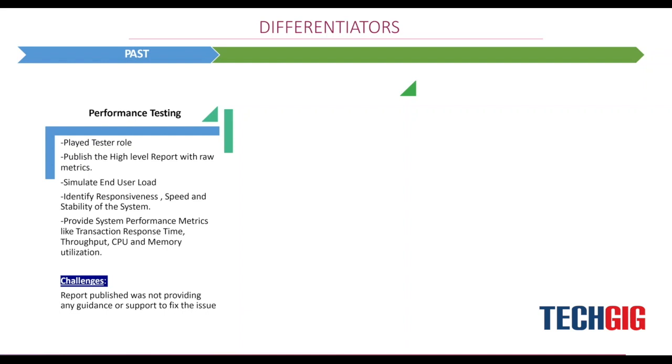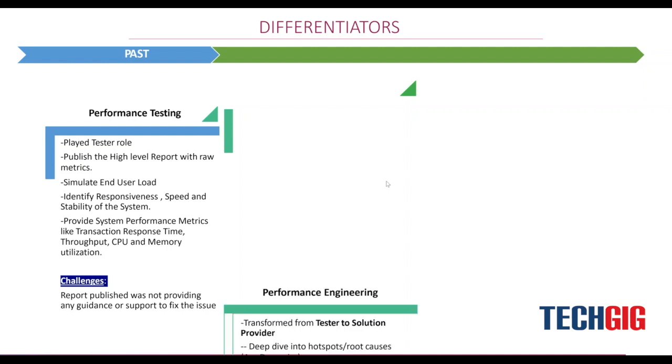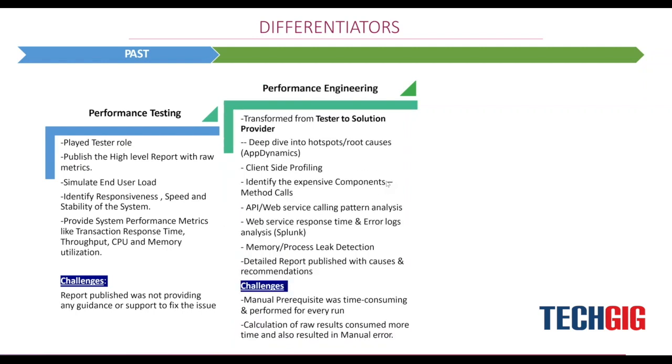and the utilization. But there is a challenge for the developer to identify which method in this transaction is causing it. There will be various methods. Just by saying the transaction, it is not going to provide them a solution, right? So then the testing phase is upgraded to performance engineering, where we act as a solution provider.